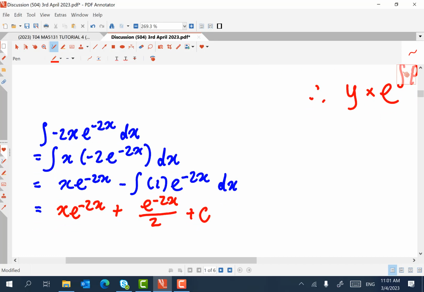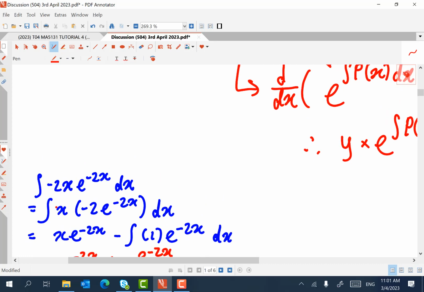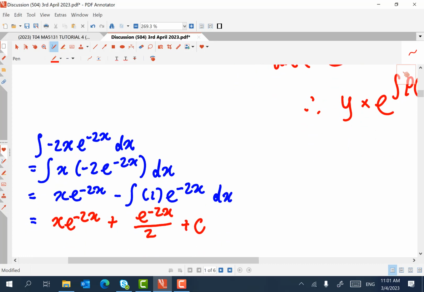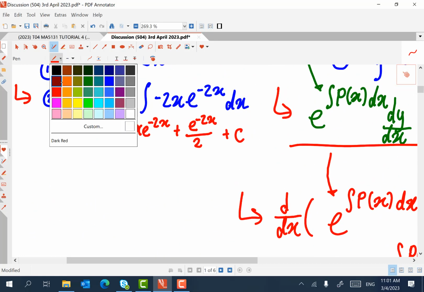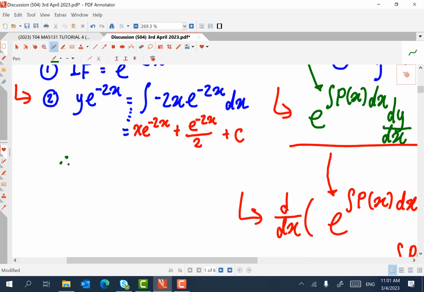Okay, this is how I can do by parts. So with the by parts, in case you want to jot down, so you then say therefore y is equal to x plus half plus c e to the 2x.